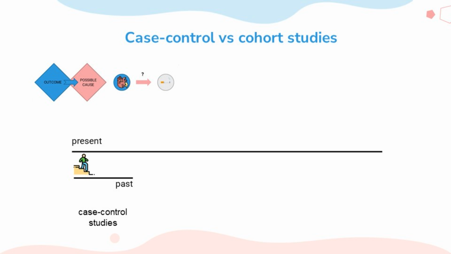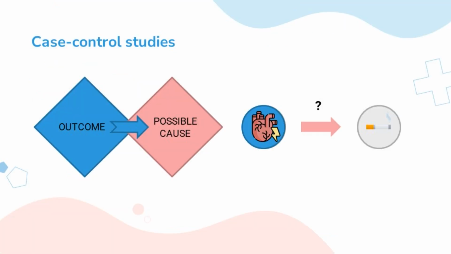In this part, about the differences between case control and cohort studies. In case control studies, researchers start with people who have a disease, cases, and compare them to similar people without the disease, controls, to find possible causes.